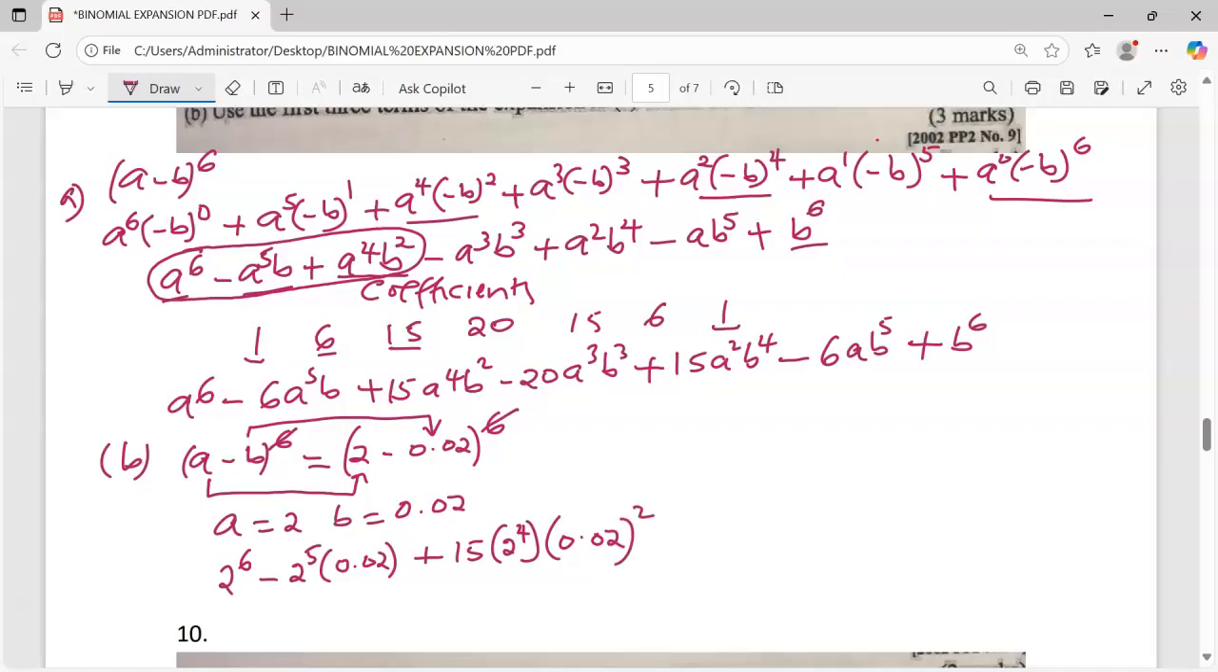Once we have done that up to this point, we can now make use of our calculator to get the answer. And if you press 2 power 6 minus 2 power 5 multiplied by 0.02 plus 15 multiplied by 2 power 4 times 0.02 squared, the answer will be equal to 60.256, correct to 3 decimal places, as the answer to this particular question.